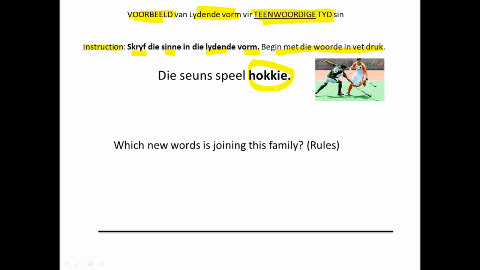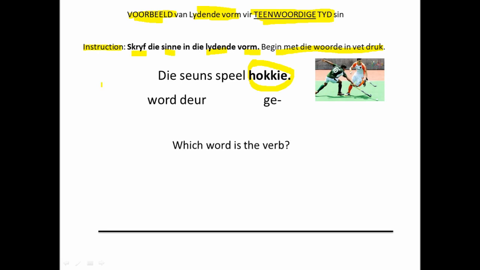I ask myself, which new words are joining this family? What are the rules for teenwoordige tyd? Yes, word, deur and ge. The moment you identify the rules, write them down somewhere for yourself so you know you'll need to add them later on. Which word is the verb? Speel.